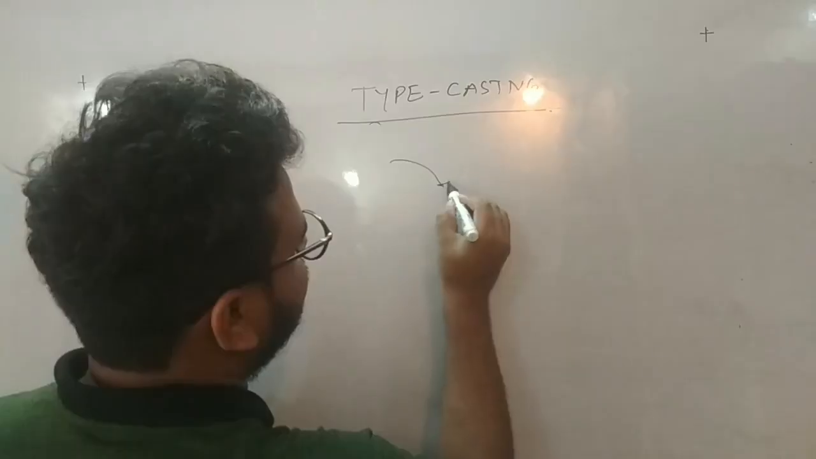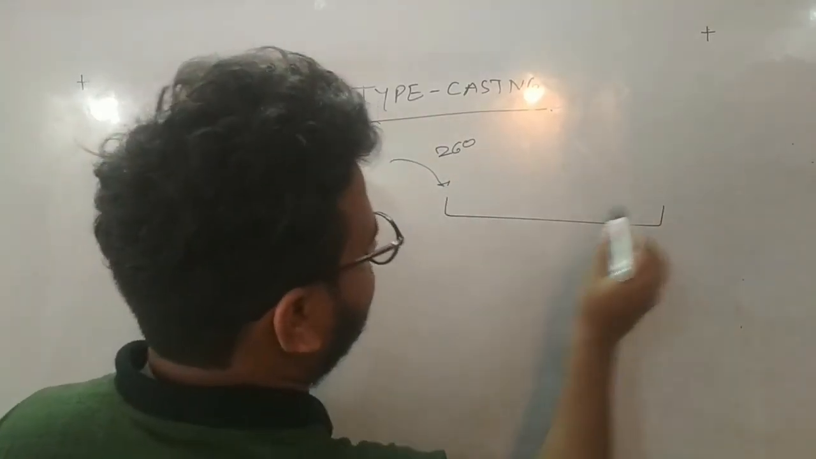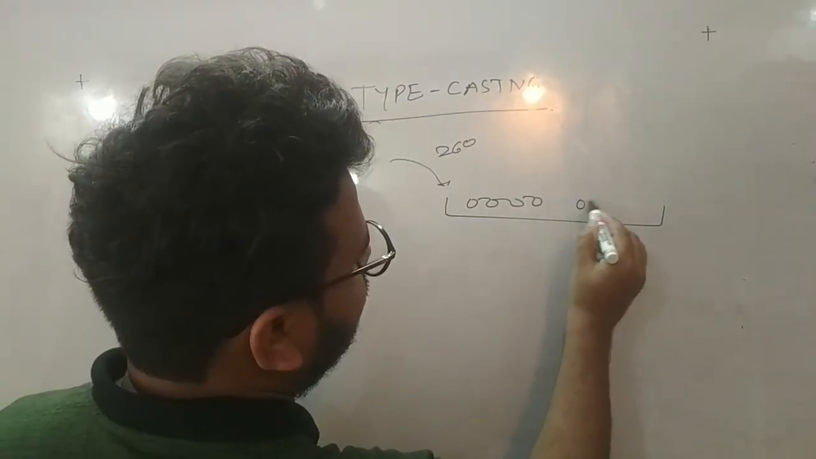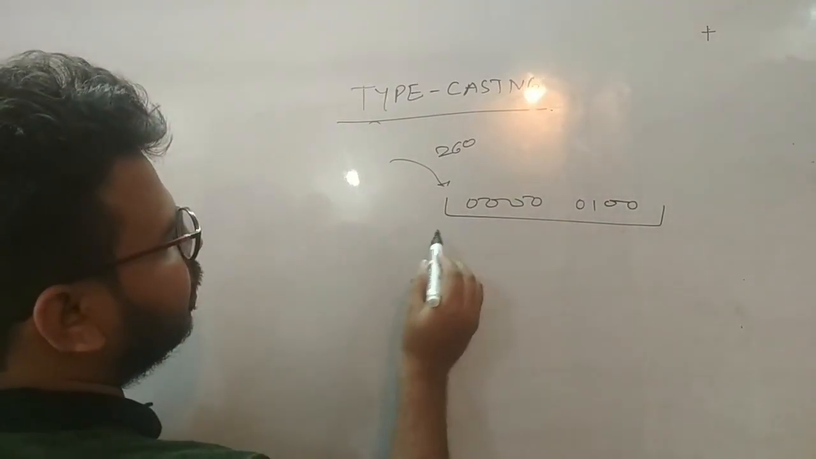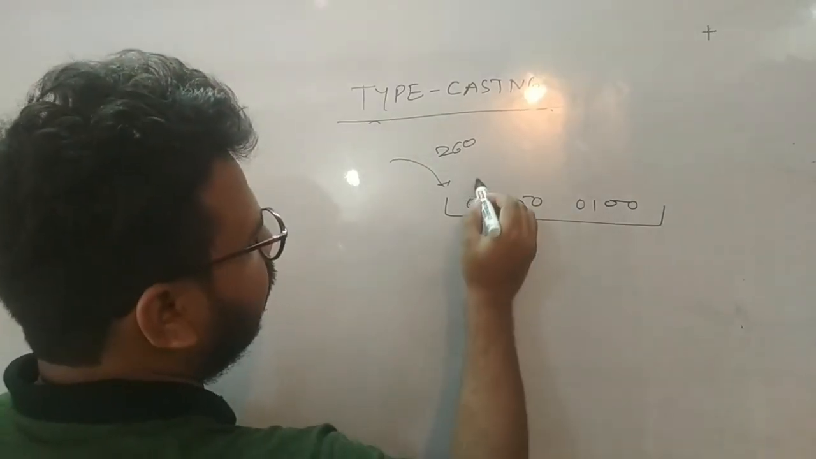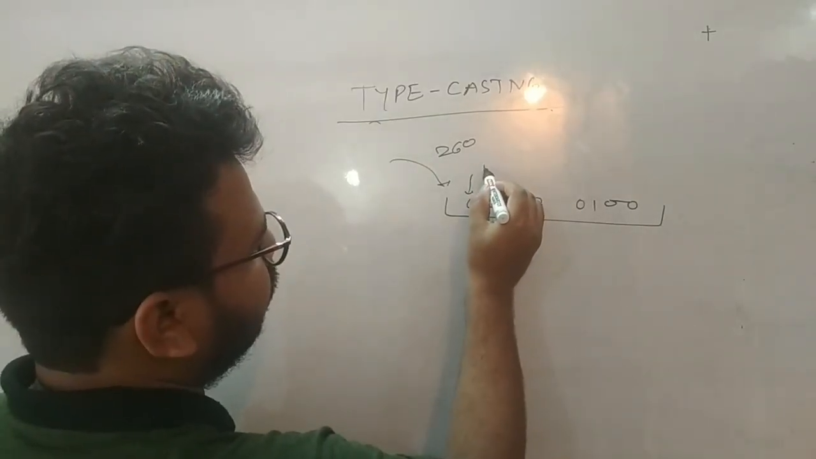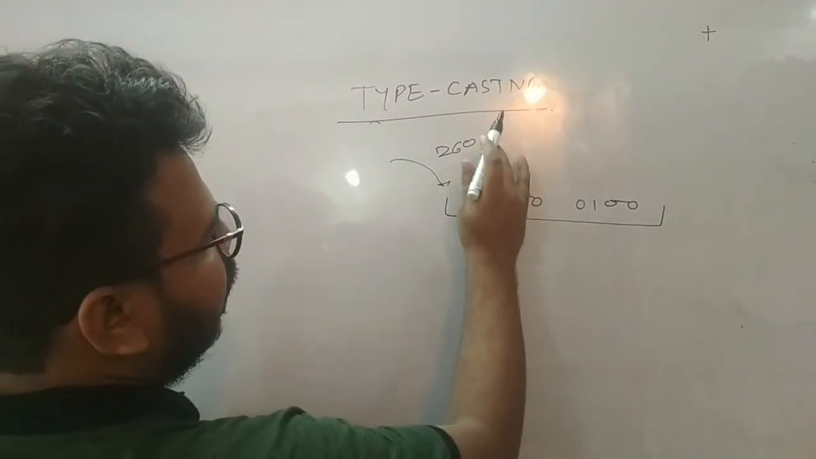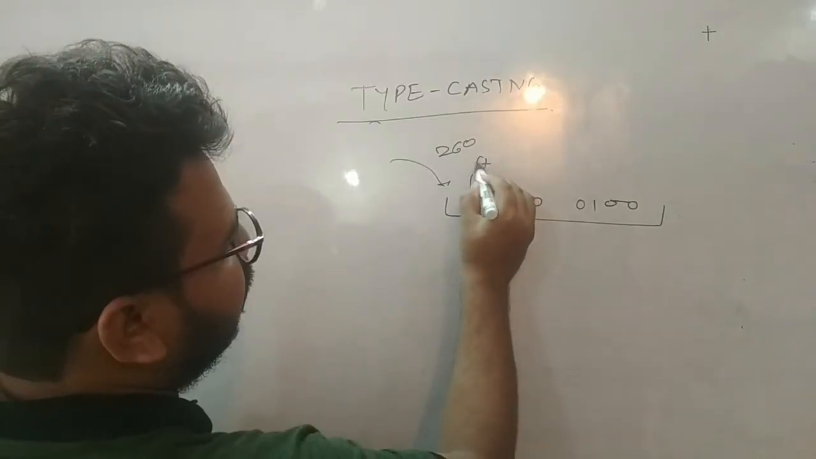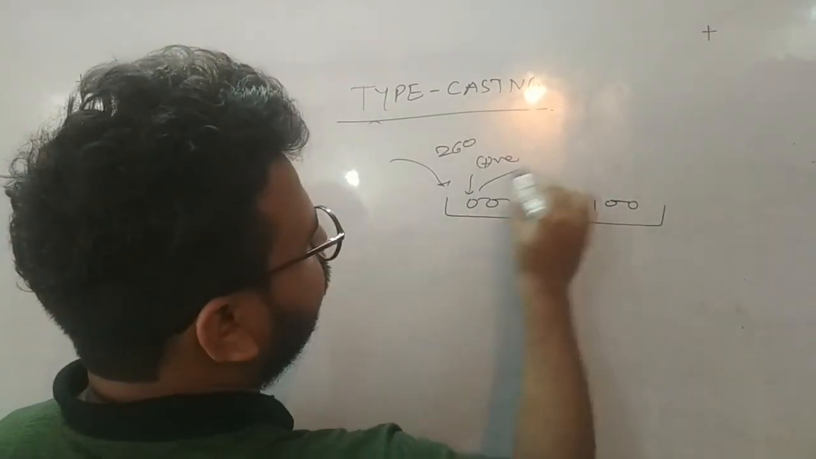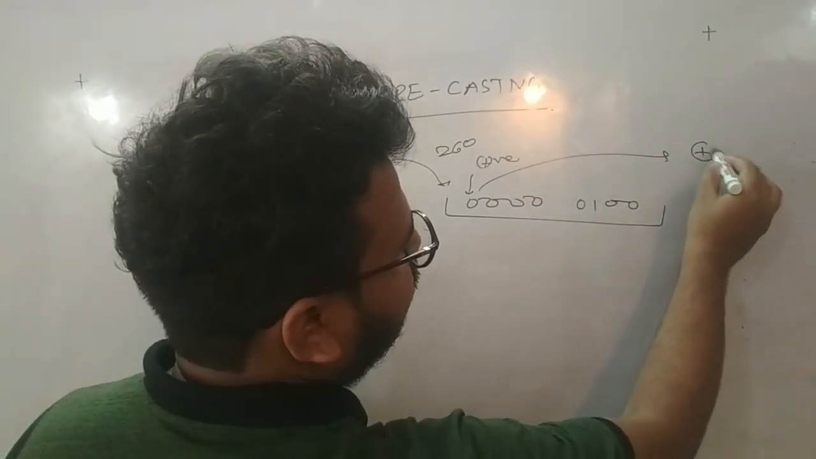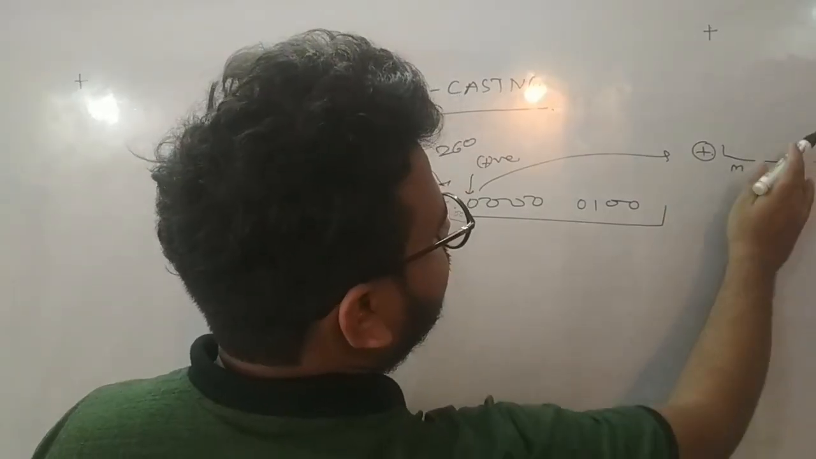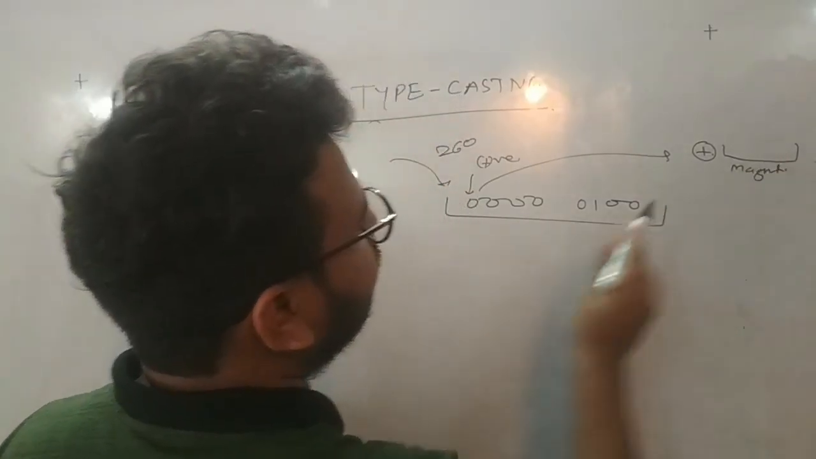The output for 260 which we get in binary was 0, 0, 0, 0, 0, 1, 0, 0. Here you can see this value is not 1, so it is a positive number. In the console we will not see the plus sign, but it is considered a positive number, and after that we calculate the magnitude of it.